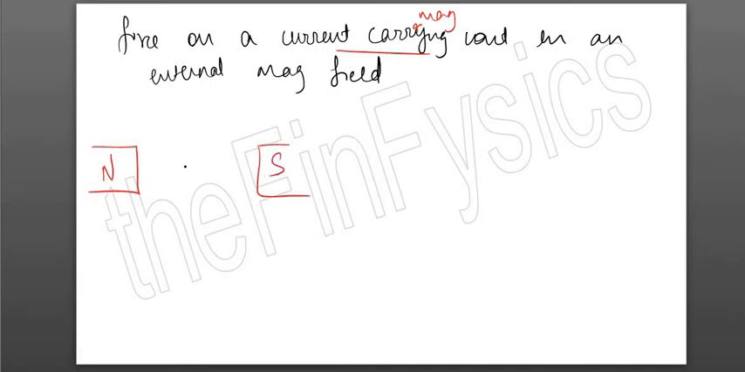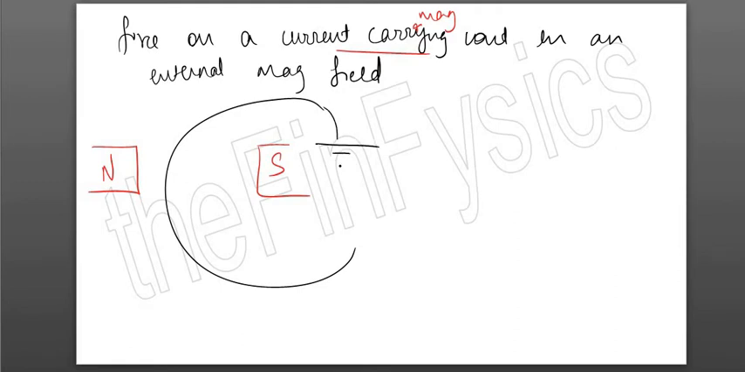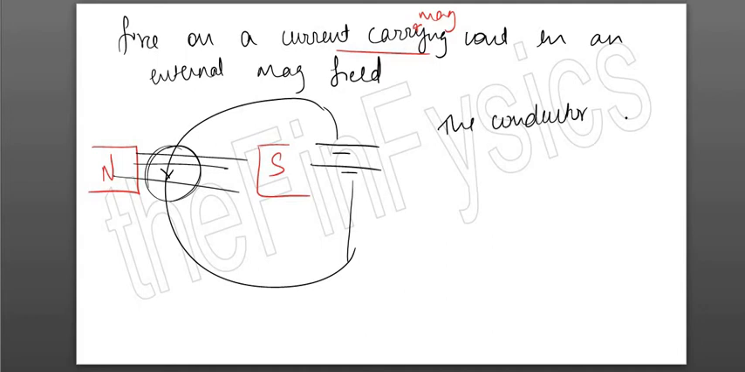So here is north south. If I have a current carrying conductor, okay, this is the direction of conventional current, then you will see that the magnetic field of these magnets interacts with the magnetic field of the wire, and hence the conductor will experience a force. It's not just the conductor, it is the magnet as well. It's just that the conductor is light, so it moves.